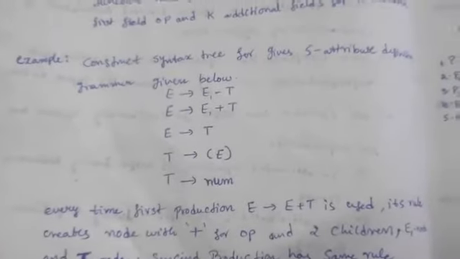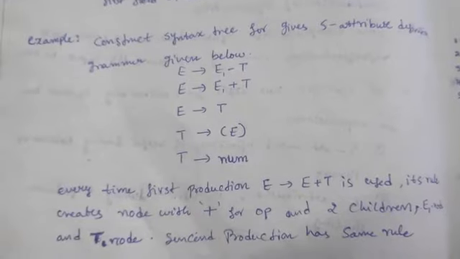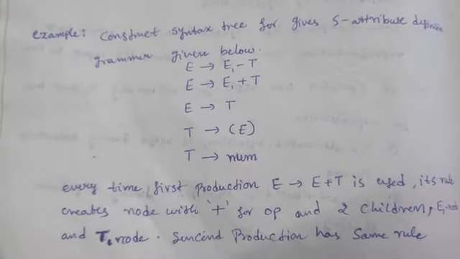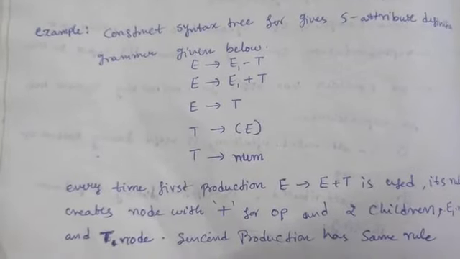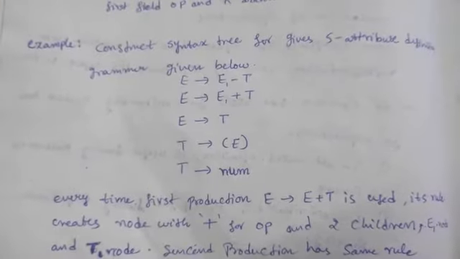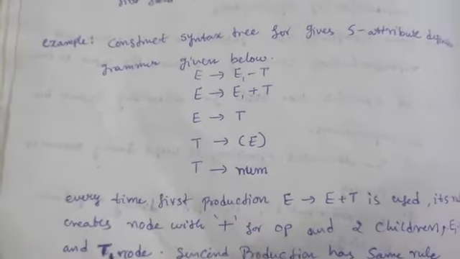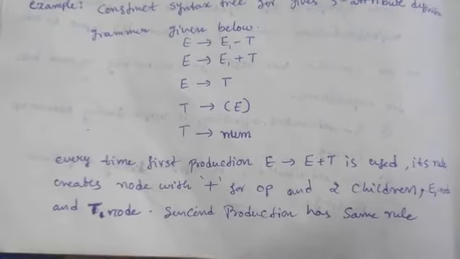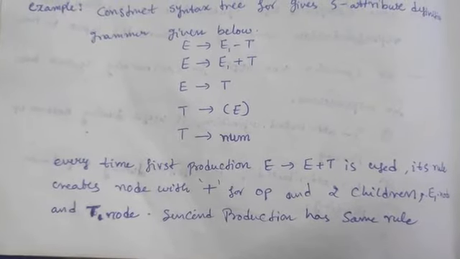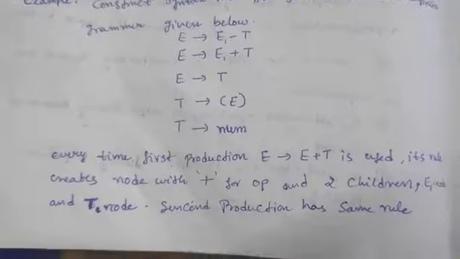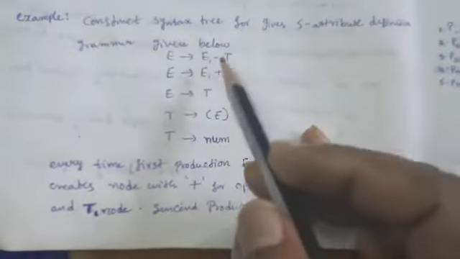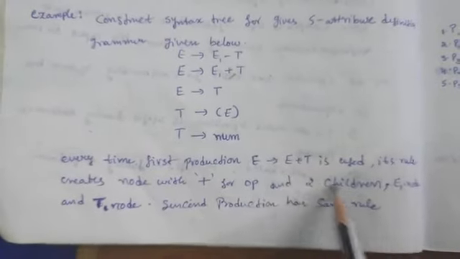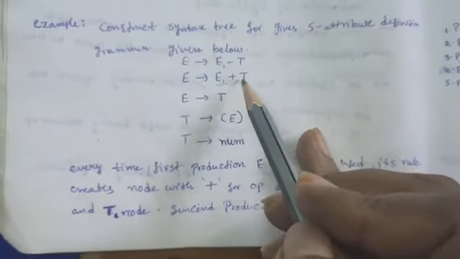Construct the syntax tree for E → E - T, E → E + T, T → T, T → (E), and number. For that we need to construct the syntax tree for the given expression. Every time the first production E → E + T is used, the rule creates a node with plus for op and two children. So here the operation plus is applied with two children, the first one being E and T.